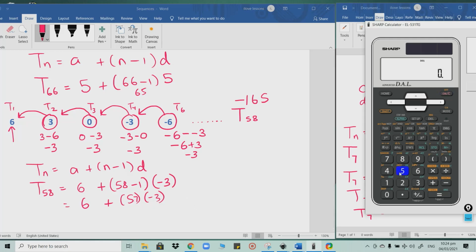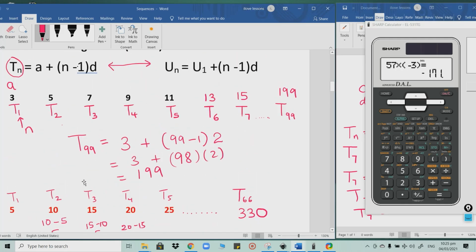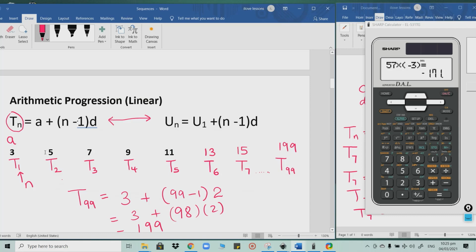Now, for those who didn't understand the calculation there, if I work out the 57 and the minus 3 first, 57 multiplied by minus 3, you realize, well, a positive and a negative is a negative, so you get minus 171, and then you have the annoying 6 here. 6 minus this, minus 171, will give us minus 165. So that's how you identify an arithmetic progression. The numbers will be increasing by a constant amount or decreasing by a constant amount.